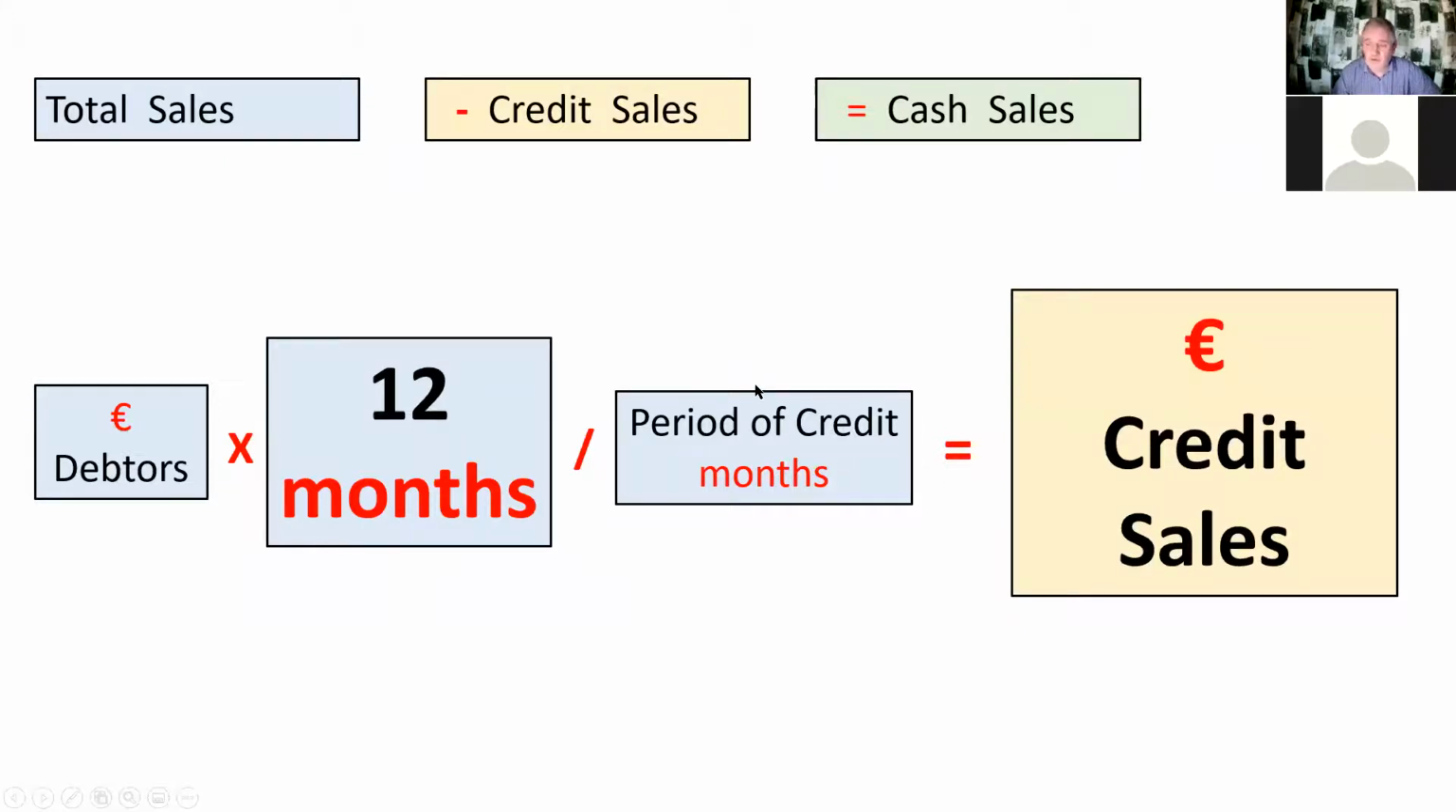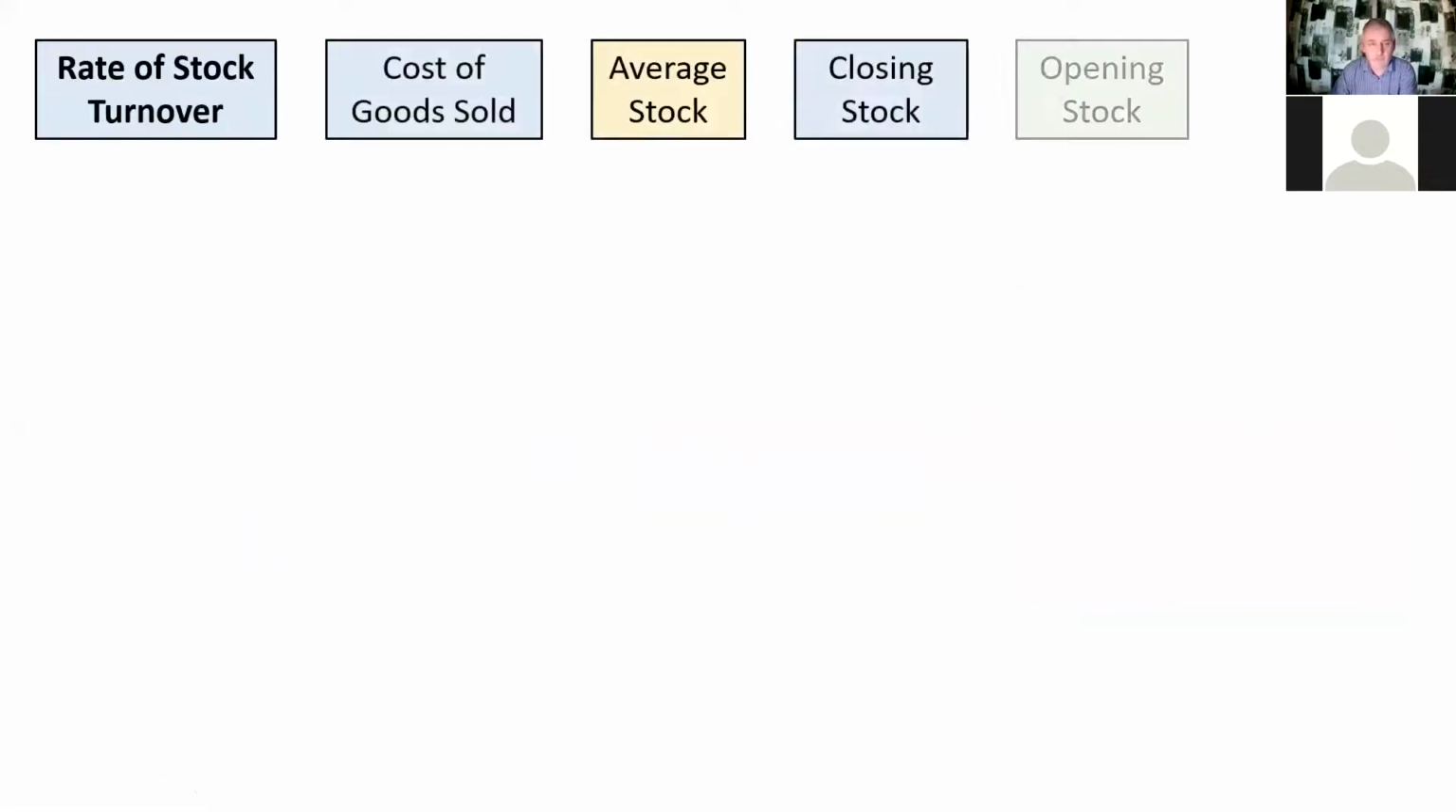And then what people do is they write it down and they start bringing things across and crossing. But if you just look at this from a calculator point of view and learn it this way, debtors by 12 divided by the 2 or 3 months gives you credit sales. You work it out in about 4 seconds. The same thing is true if you're working out for purchases: creditors by 12 divided by period of credit gives you credit purchases.